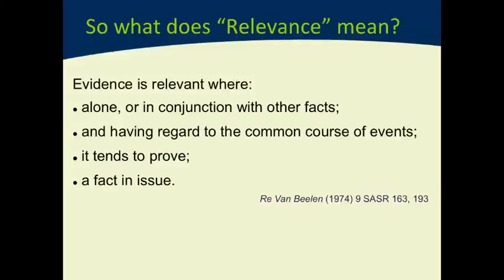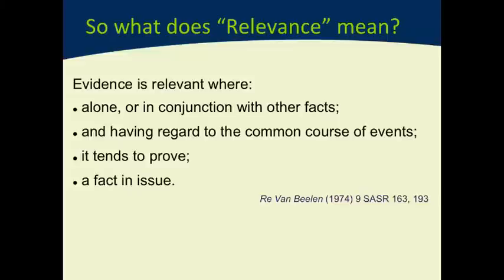Second, having regard to the common course of events. This is a fairly peculiar way of saying the court is allowed to apply common sense. So the court is allowed to apply some general common sense to the way that it interprets things that are brought forward in evidence. The third element is that to be relevant, evidence must tend to prove.